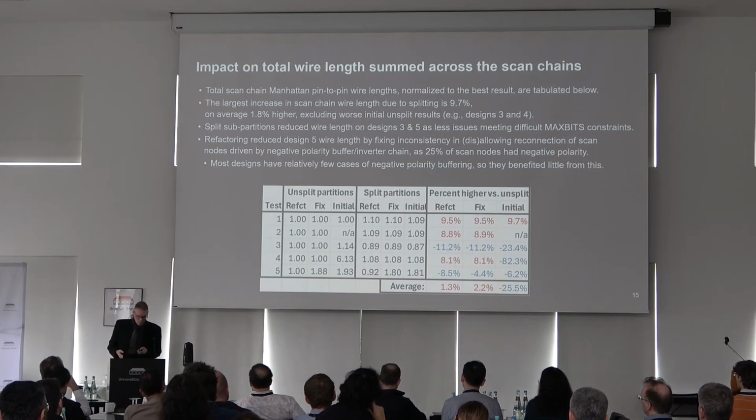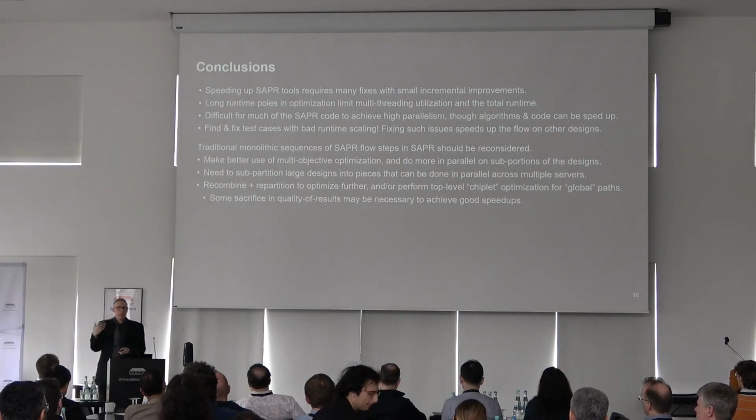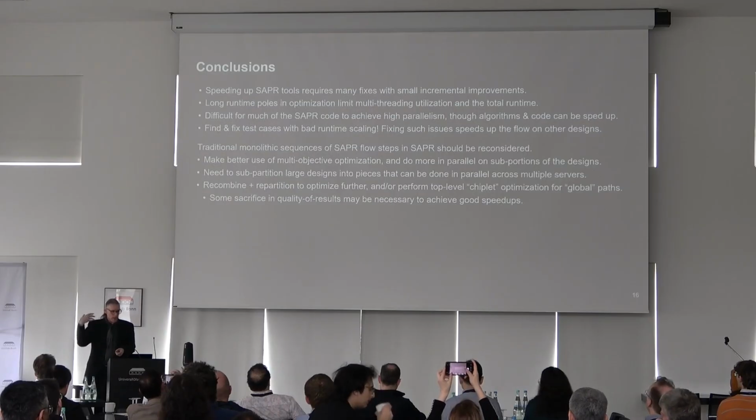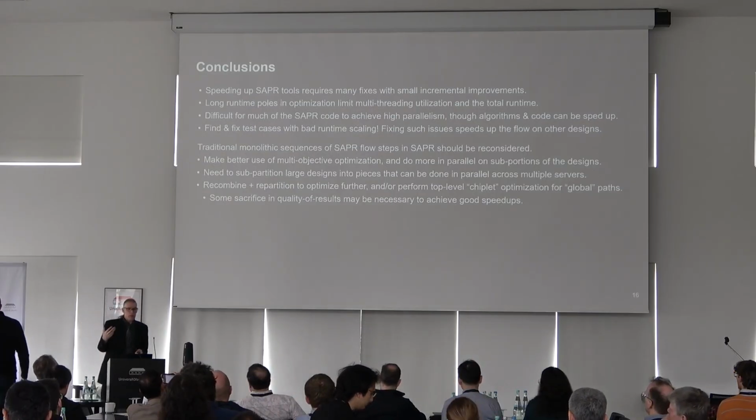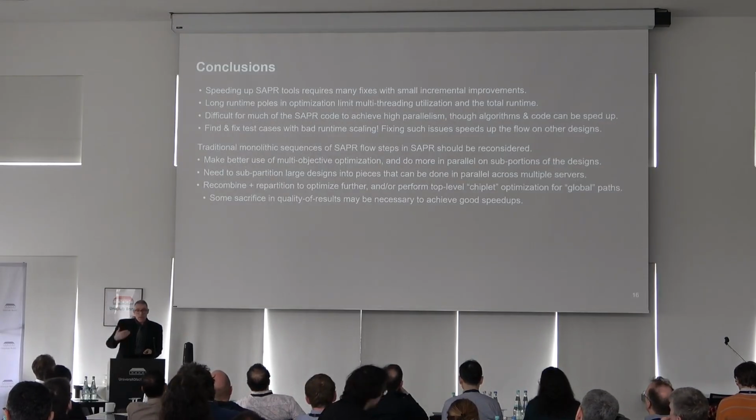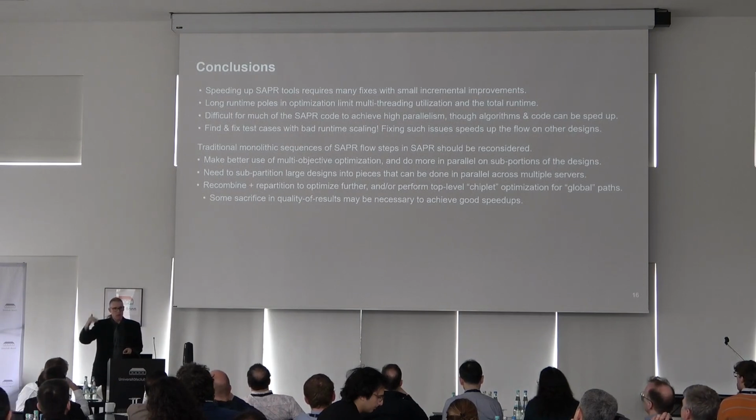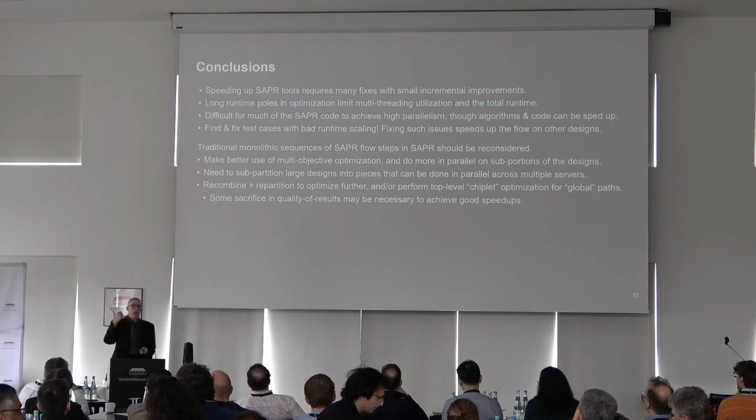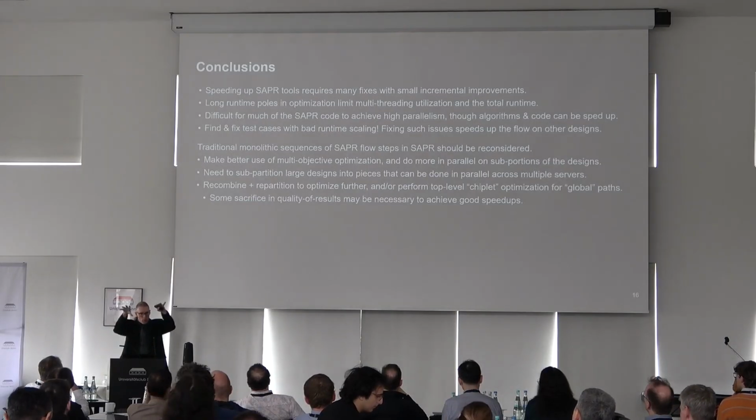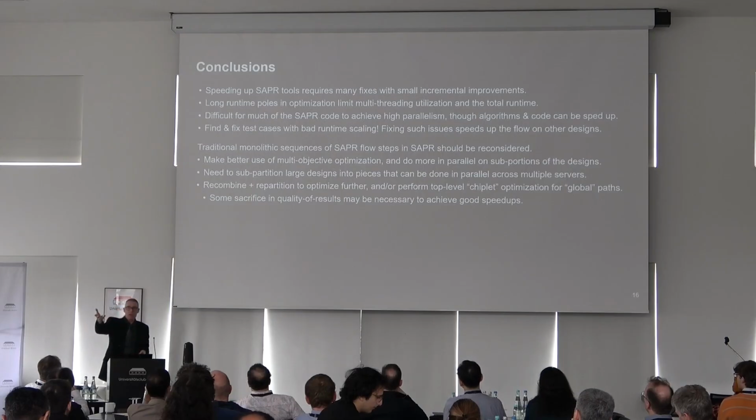So in conclusion, back at the high level, speeding up synthesis and place and route takes many fixes across many engines. And we have long runtime poles, which limit our multi-threading utilization and impact the total runtime. It's difficult for much of the code to achieve high parallelism. And what we should do is look beyond the traditional monolithic flows today, do multi-objective optimization, run different objectives in parallel on portions of the design which don't impact each other too much, and also split up large designs, and that's the open research problem which I throw out to the academic community. How do we do this smarter in an automatic fashion?